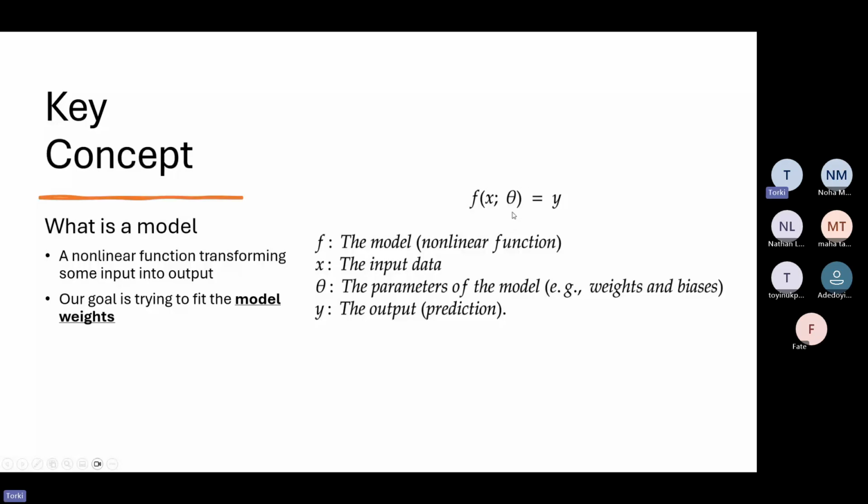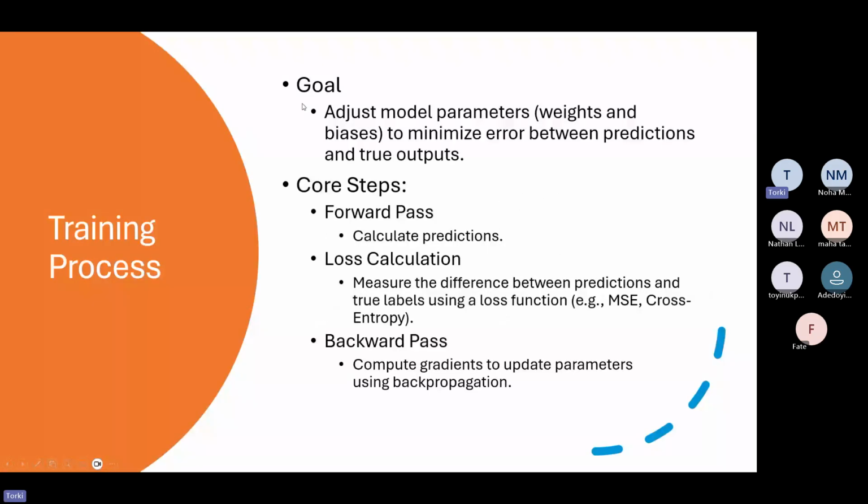What is learned in theta? They are the parameters that control how the function operates on these inputs. So the goal is to adjust the theta, the parameters, to minimize the error between the prediction and true outputs. The forward pass calculates predictions, the loss calculation measures the difference between predictions and the true labels, and the backward pass computes gradients or derivatives to update the parameters using back propagation.